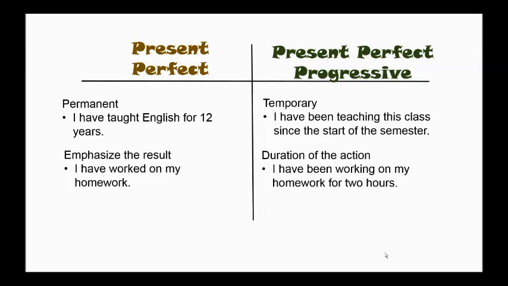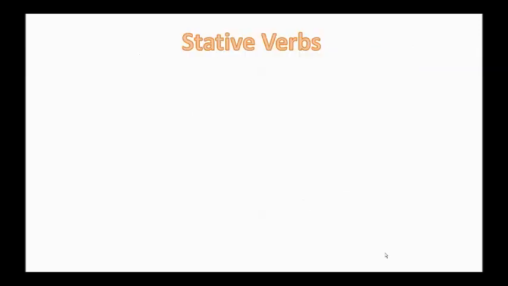The present perfect progressive indicates that an action is not complete. The present perfect can be used if an action is completed or not. The present perfect progressive cannot be used with stative verbs.